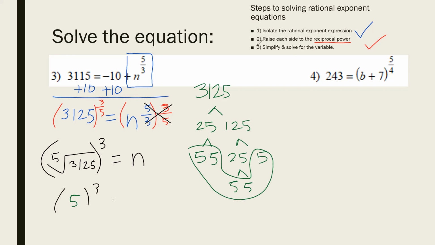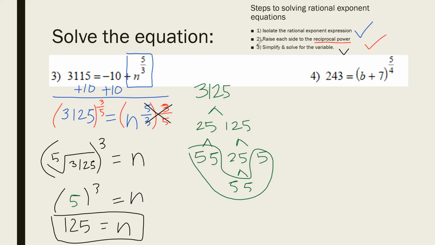But it's raised to the 3rd power and equal to n. So 5 times 5 times 5 is equal to 125. And that is our solution for n. Now let's move on to problem number 4.